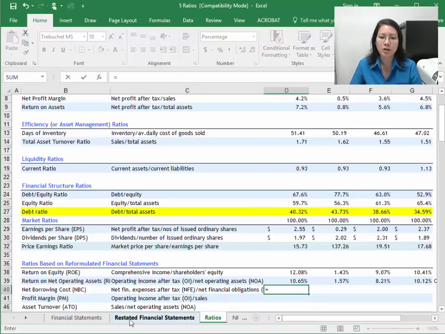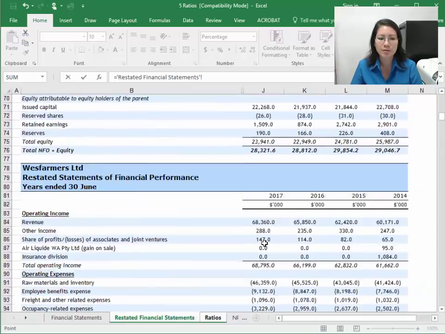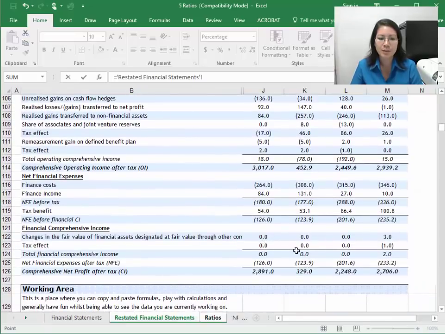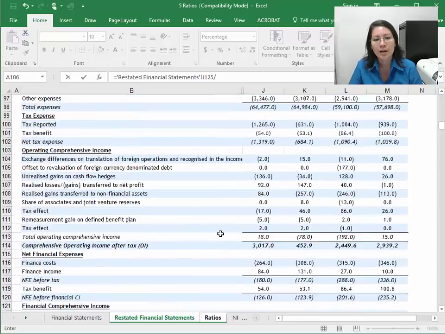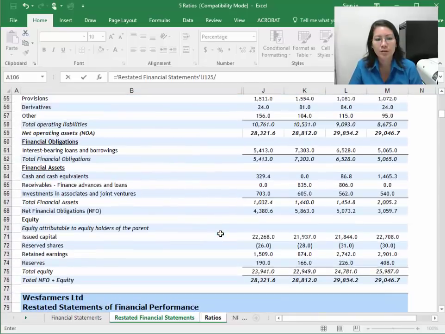So equals, we'll go looking for NFE in our income statements. Right down the bottom. Here it is. See, NFE, I've typed in. NFE divided by NFO. And I've usually put NFO up above too.